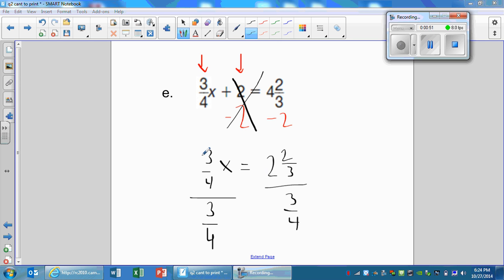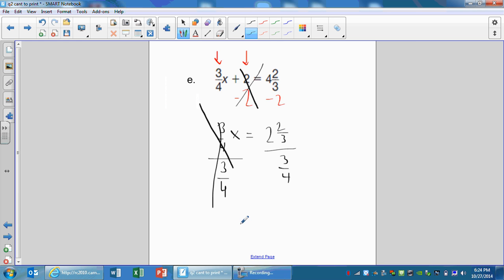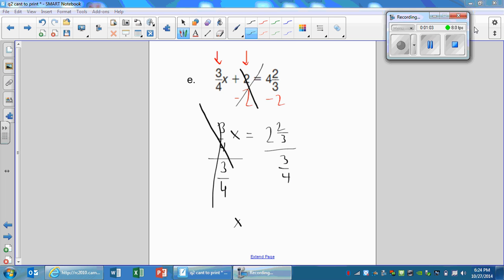And it'll look like this. 3/4 will cancel out with 3/4. So you're left with x on the left. Then on the right, you have 2 and 2/3 divided by 3/4. So let me write it like this for you.